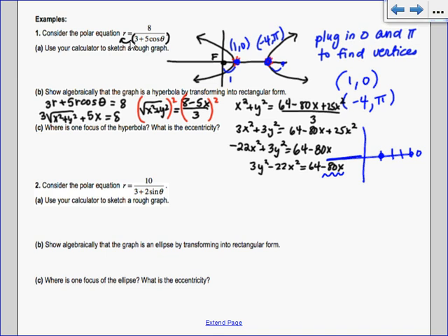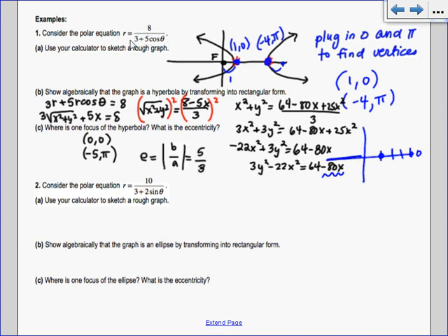And then one focus of the hyperbola is always at 0, 0, right? If you wanted to find the other one, like I said, we would add 1. So it's going to be at negative 5 comma pi would be the way that I would write it. Kind of like the negative 4 comma pi. And then the eccentricity is always b over a, which in our case is 5 divided by 3. And we leave it like that.